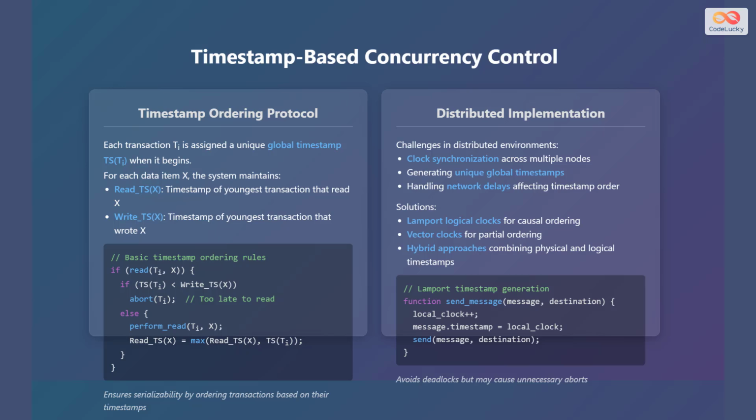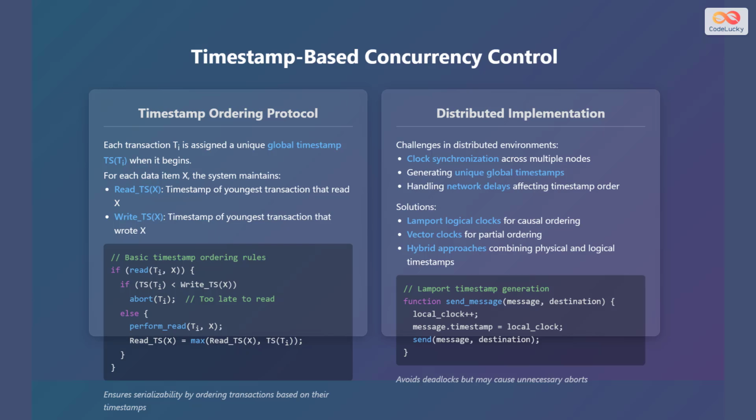Also, a write timestamp of X, which is the timestamp of the youngest transaction that wrote X. A basic timestamp ordering rule follows: if T sub I is reading X, and the timestamp of T sub I is less than the write timestamp of X, abort T sub I because it is too late to read. Else, perform the read of X by T sub I, and set the read timestamp of X to the maximum of the read timestamp of X and the timestamp of T sub I. This ensures serializability by ordering transactions based on their timestamps.